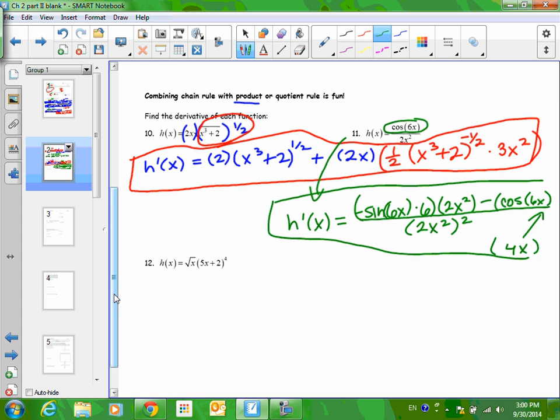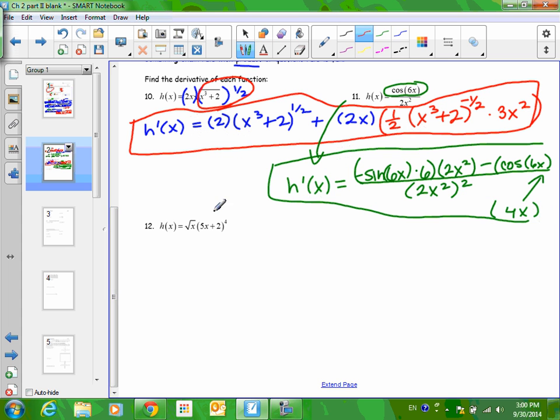Okay, number 12. First thing is, I need to rewrite this as x to the 1/2 power. If you have a square root sign, you've got to always rewrite it. Okay, h prime of x, product rule, right? So this means take derivative of the first thing. That's going to be 1/2 x to the negative 1/2. Then just write the second thing. 5x plus 2 to the 4th power.